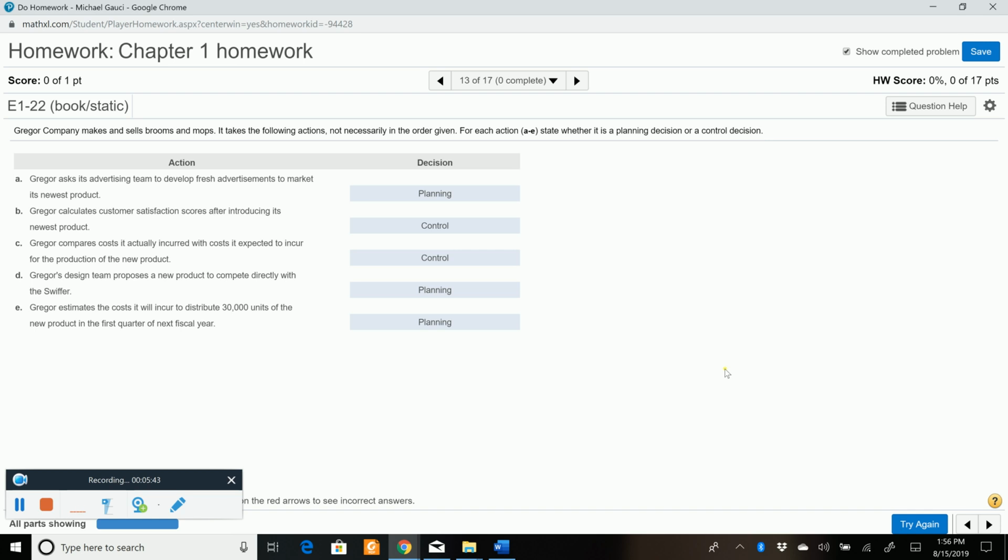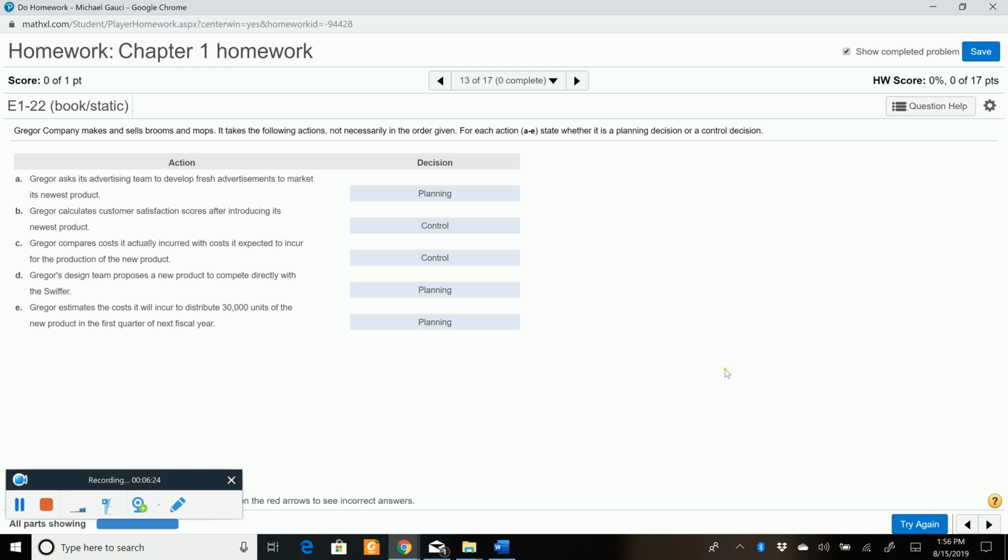control decision. Letter A, Gregor asks its advertising team to develop fresh advertisements to market its new product. So we have a brand new product, and we want to get all of our ducks in a row, and we want to get our other departments involved. The advertising team, the marketing team is a very important part of making sure that the product launch is going to be successful. This sounds like something that's happening before we hit the market. So I would say this is more of a planning decision. It's really not an evaluation, which actually B is.